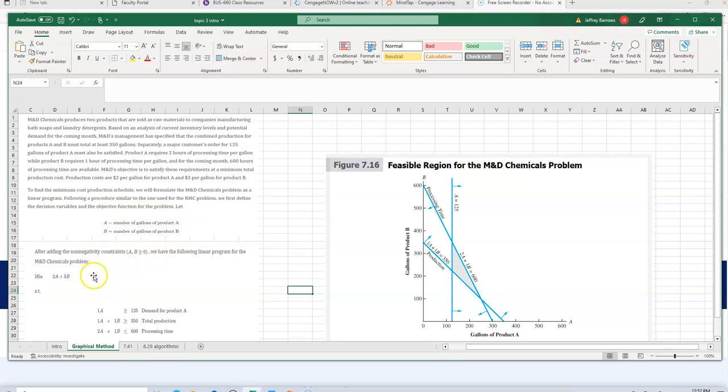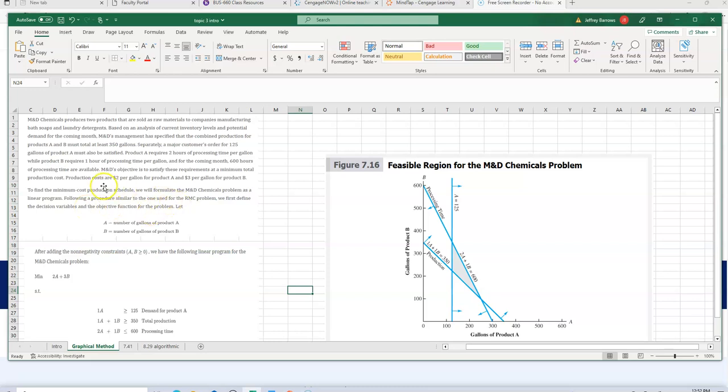And then there's the optimization condition. To find the minimum cost production schedule, we formulate the M&D chemicals problem as a linear program, following a procedure similar to the one used for the RMC problem. That's again in your book. We first define the decision variables.